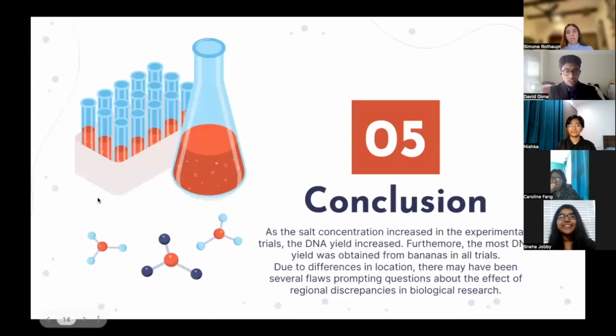In conclusion, this study aimed to explore the effects of salt concentration and the type of fruit on the DNA yield of bananas and strawberries. It was predicted that the DNA yield would increase with a higher salt concentration and that strawberries would yield the most DNA. And though this was somewhat accurate, the greatest DNA yield was at the salt concentration of 0, and bananas yielded significantly more DNA.